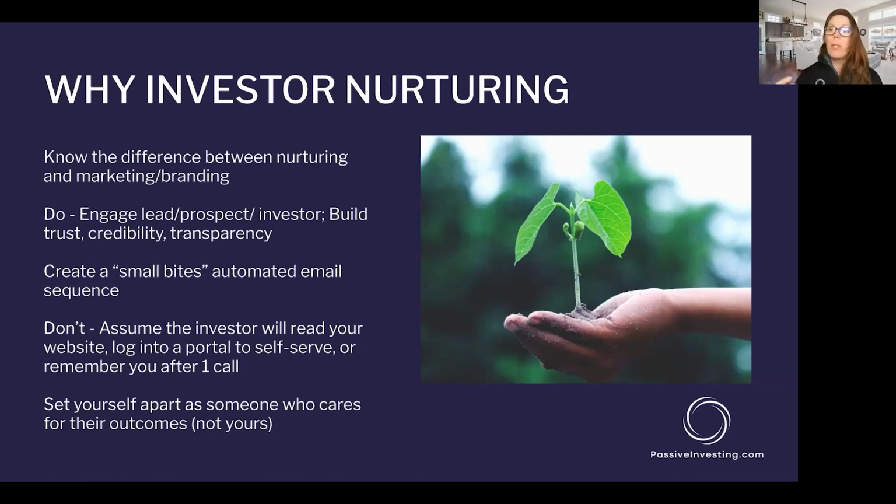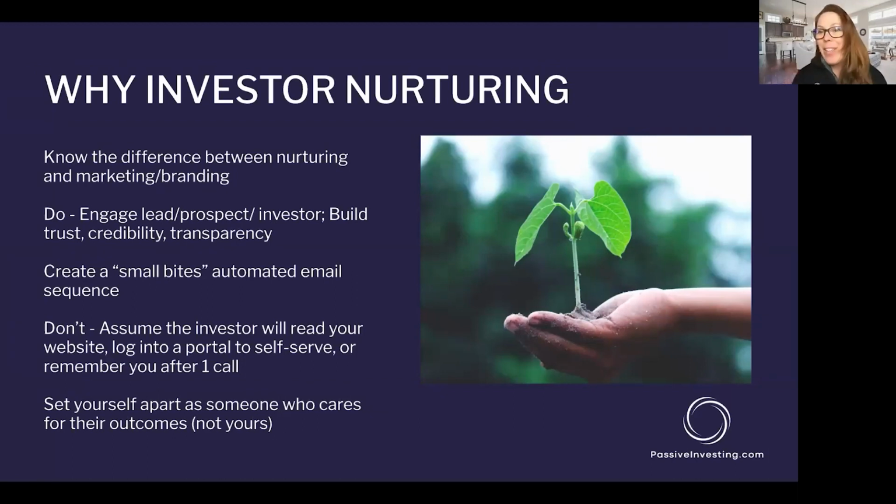But it's really like, why should they engage with you? Why should they continue to trust you to be a good steward of their money? Why are you a credible leader in the space? And are you transparent in your business? Are you somebody that they could do business with over and over and over again? Those are the feelings in a nurturing process that you're trying to tap into.